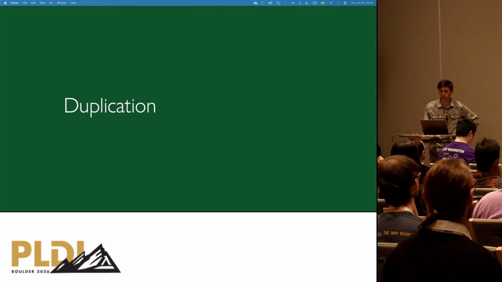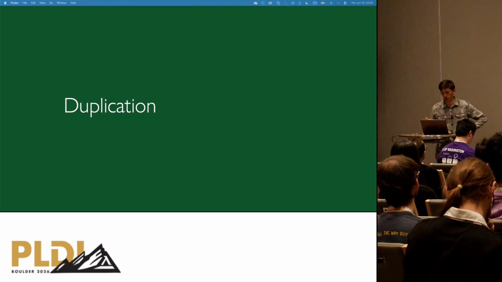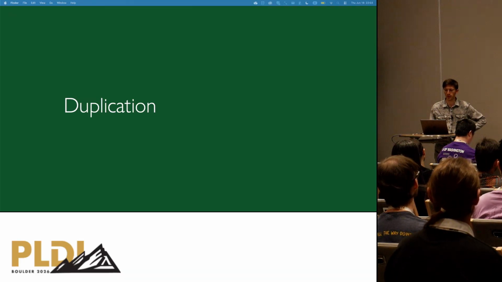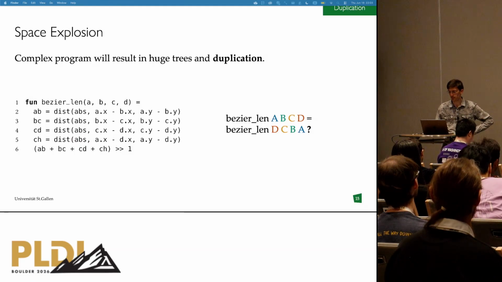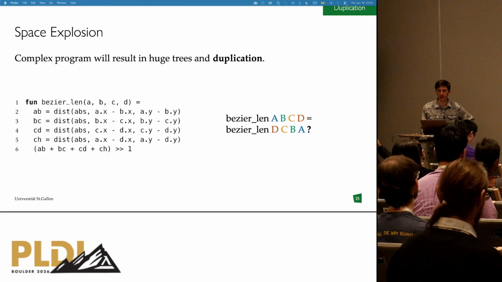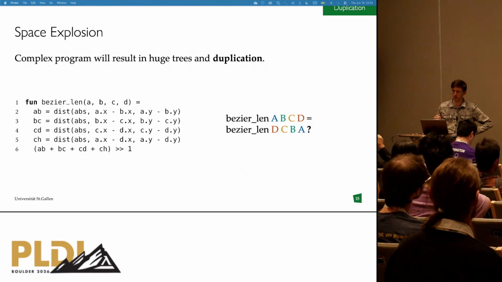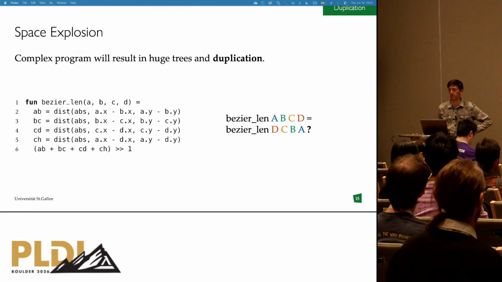Now there is a problem with encoding equality in this way, at least for each branch, and it's basically duplication. If you were to consider a more complex program like this one, it doesn't matter really what it does, but it basically applies the distance function multiple times.